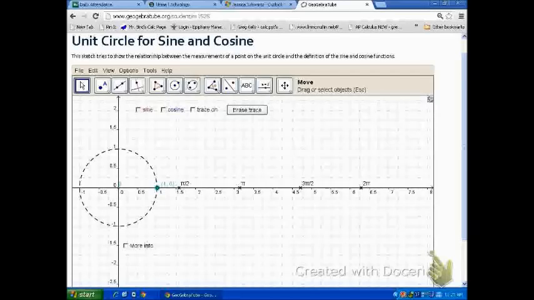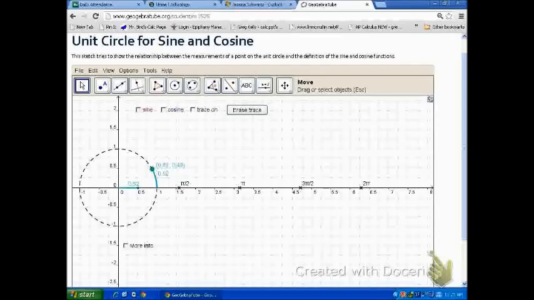And as I move my dot along the curve of the circle, you can see that this number right here is changing, and that is the actual radian measure of the angle. And this coordinate up here is changing as well. My coordinates are in decimal form, so you aren't going to see any square roots or fractions.